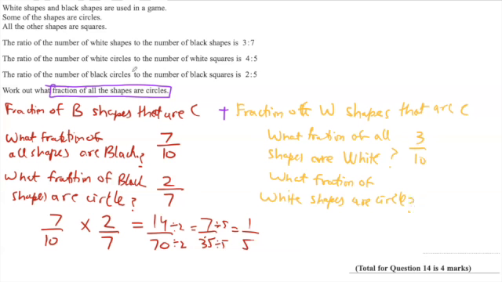The fraction of white shapes that are circles, we can get from here. If there are 4 plus 5, 9 white shapes, then white circles will be 4. So 4/9. In the same way we multiplied the fractions for black, we multiply the fractions for white. So 3/10 times 4/9 is 12/90. If we divide them by 2, that's 6/45. Dividing them by 3 will give us 2/15. So we've got 1/5 and 2/15.